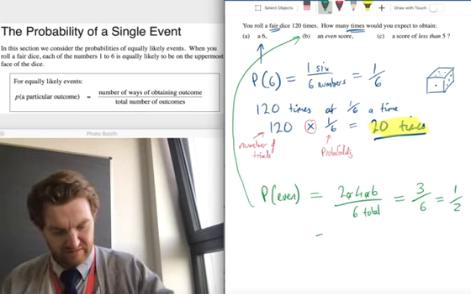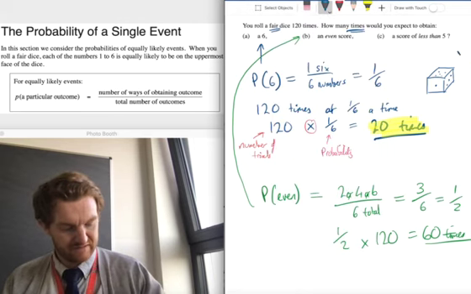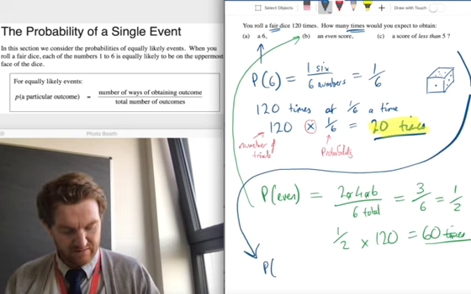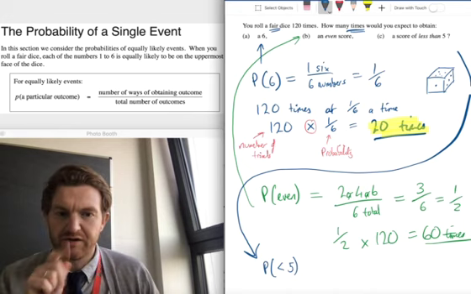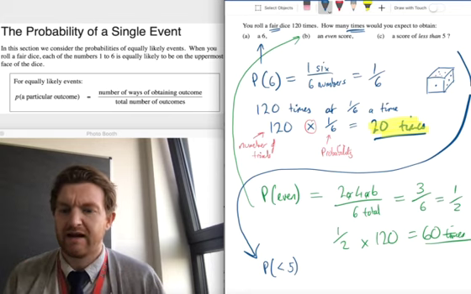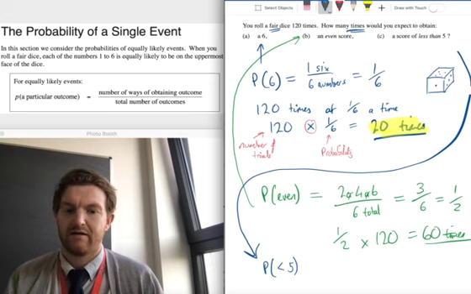Last one, let's do it in a nice blue. Score of less than 5, so that one's going to go here. So first thing again, P, less than 5. Notice I've used the little thing here. Now this is one that tricks a lot of students. They say, does 5 count? Think about it like this. If you have €5 in your wallet, you have €5. If you have €5 in your wallet, you don't have less than €5.